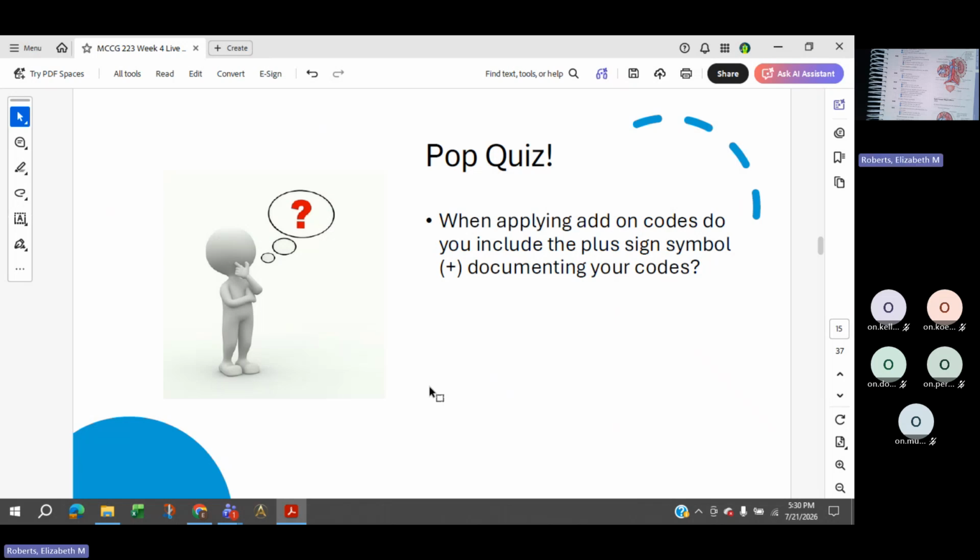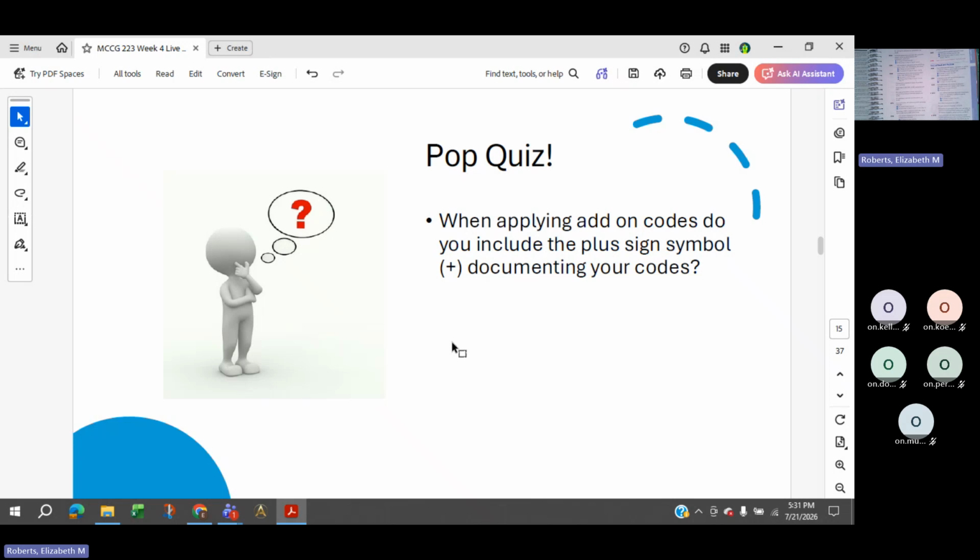A couple answers. Okay, you guys are doing a great job. Yes, the answer is no. You do not add the plus sign. It looks like a couple of you had some question marks there, so this is a good thing to talk about. There's not a lot of add-on codes in the urinary system section here, but here's one on page 417, for reference: add-on code 52442, for each additional, and so on.